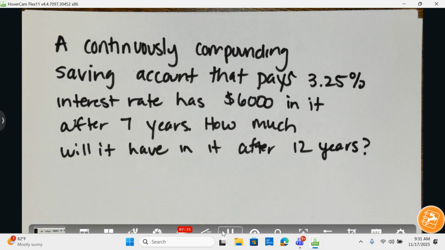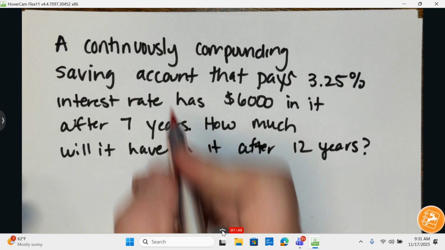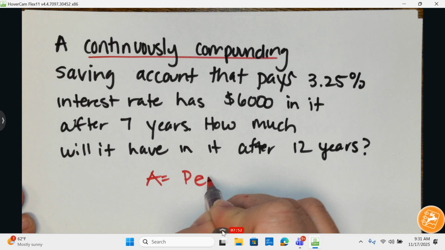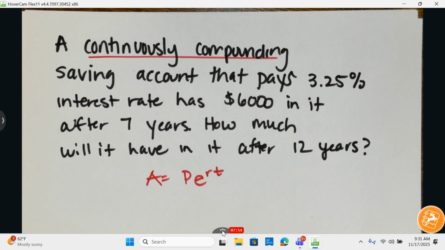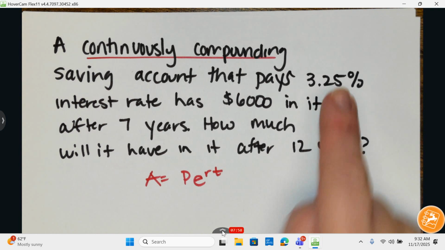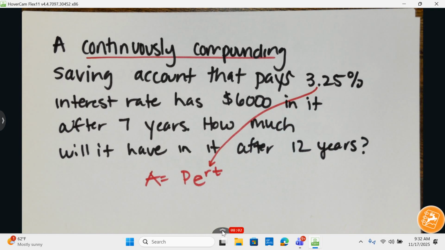Right now, at example number 4: a continuously compounding savings account that pays 3.25% interest has $6,000 in it after 7 years. How much will there be after 12 years? It does not say what the initial amount was. So when I see continuously compounding, right away, A equals P times e to the rt. What I know is the savings account has this particular rate.